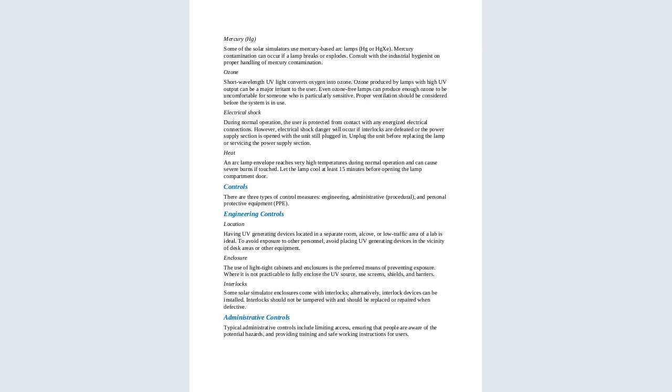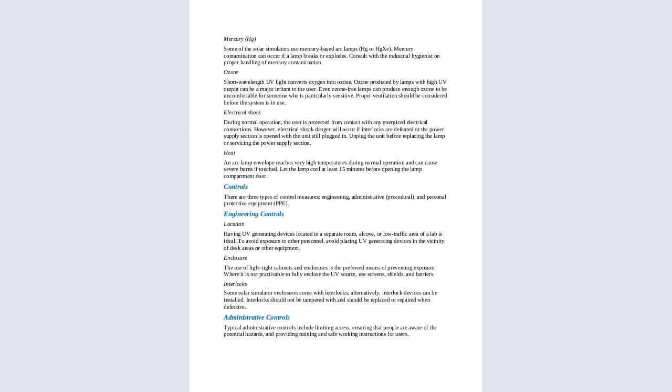Enclosure also. The use of light-tight cabinets and enclosures is the preferred means of preventing exposure. Where it is not practicable to fully enclose the UV sources, we use screens, shields, and barriers. Interlocks. These are also for locking to avoid electrocution. Solar simulator enclosures come with interlocks. Alternatively, interlock devices can be installed. Interlocks should not be tampered with and should be replaced or repaired when defective.